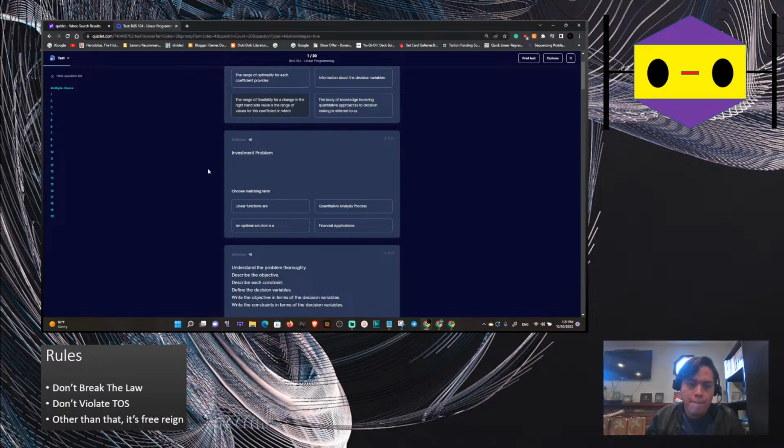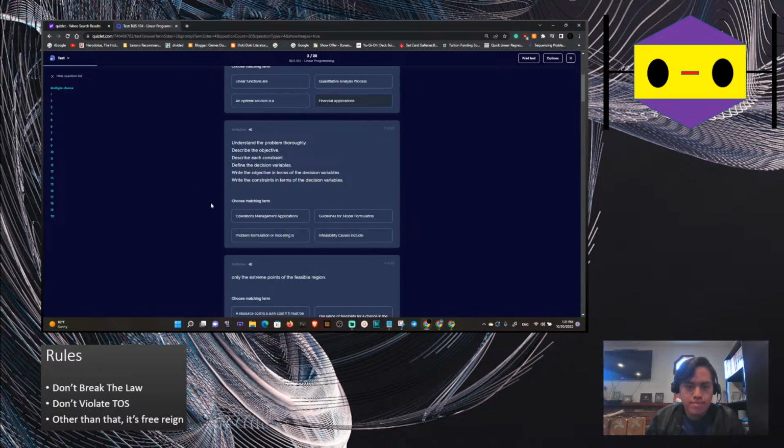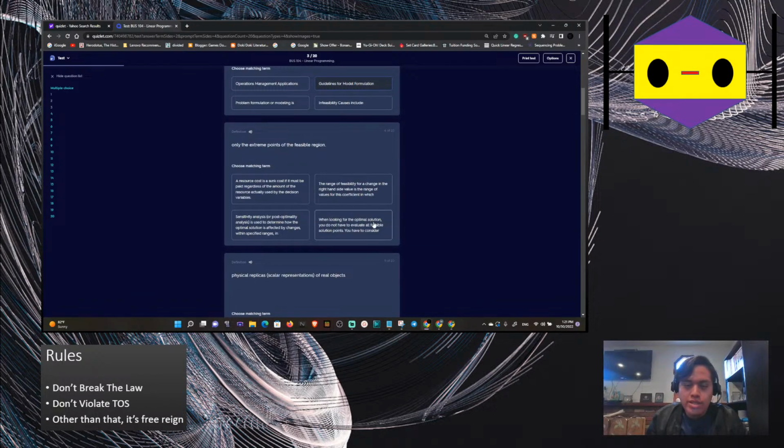Investment problem. That's a financial application. Understand the problem thoroughly. Describe the objective. Describe each constraint. Define the decision variables. Write the objective in terms of the decision variables. Write the constraints in terms of the decision variables. Those are guidelines for model formulation. Only the extreme points of a feasible region.